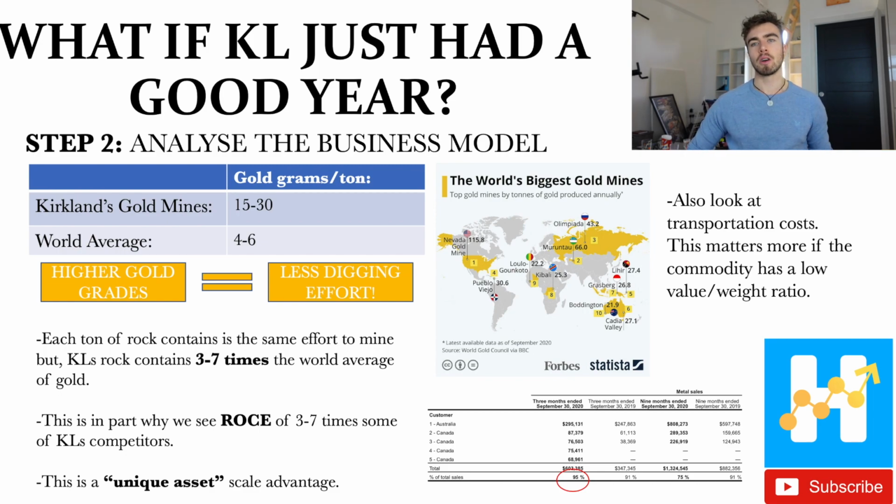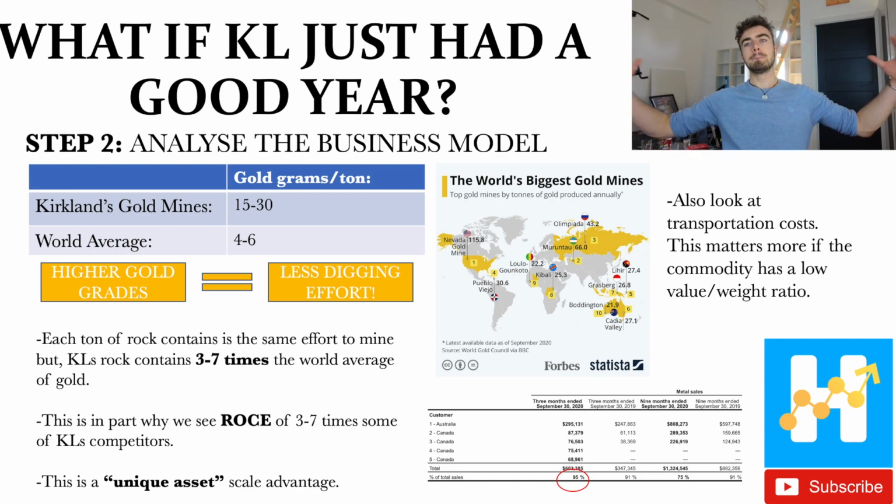The other thing you want to be looking at with these mining companies, not so much for gold, but if the commodity has a lower value to weight ratio, is what is the transportation cost, right? Because it costs a lot of money to transport commodities around. Like, how quick can they get to somebody that will buy that commodity off them? As I said, with gold, it doesn't matter so much, right? Because gold is trading for what, like $1,800 an ounce, and an ounce is a tiny amount of gold.